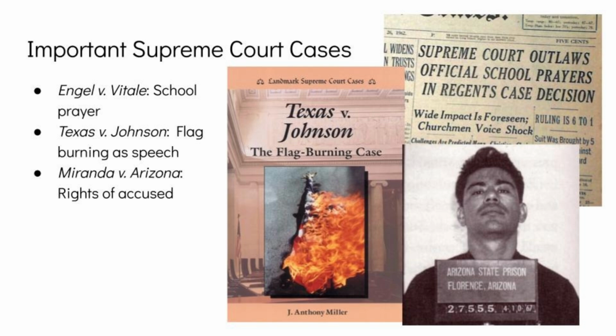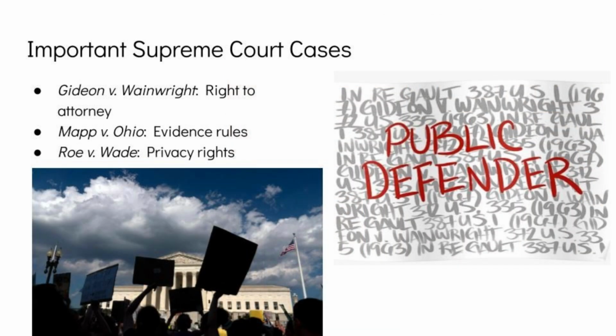Miranda v. Arizona in 1966 requires that individuals in police custody be informed of their rights, including the right to remain silent and the right to an attorney, thus protecting the rights of the accused and ensuring fair treatment under the law. In Gideon v. Wainwright, the court ruled that the Sixth Amendment guarantees the right to legal counsel for defendants who cannot afford an attorney. Mapp v. Ohio in 1961 established that evidence obtained unlawfully cannot be used in state courts.